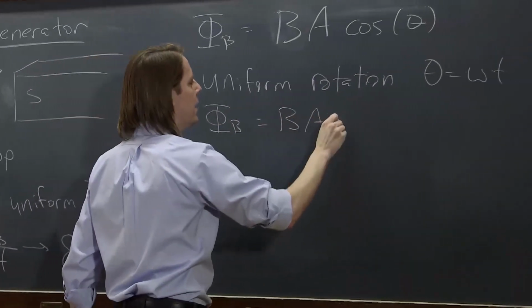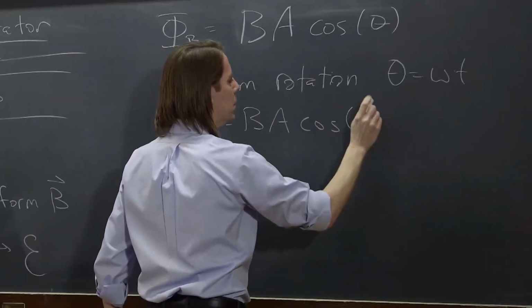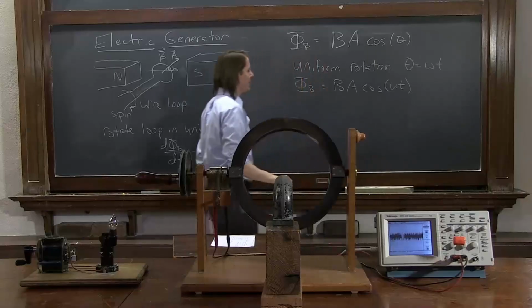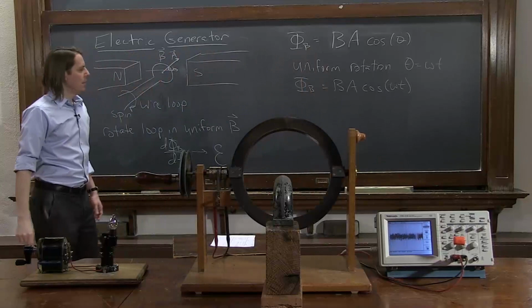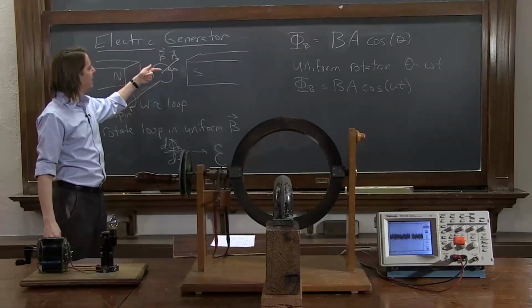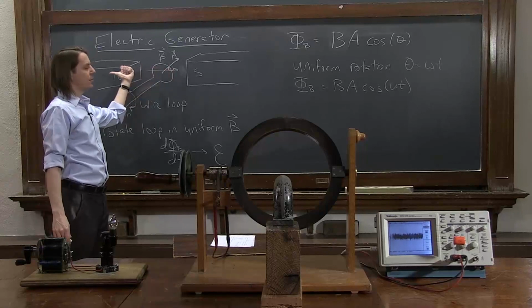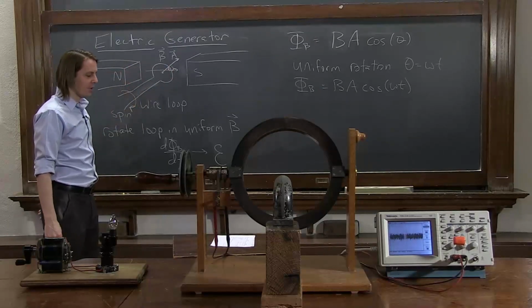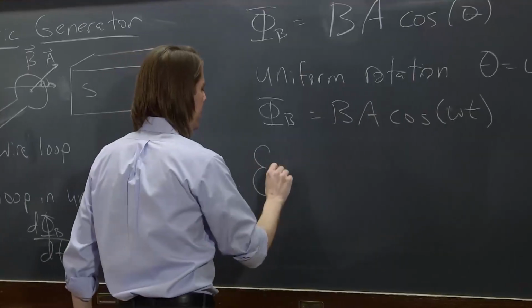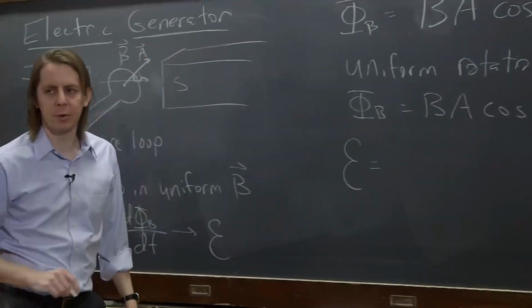So all we've got to do is plug that into theta, and we get the flux as a function of time, B A cosine omega t. And that's good. It can go positive and negative. As the cosine goes positive and negative, the A vector can be along the B field. The A vector can point opposite of the B field. Everything makes sense. Now let's use Faraday's law and write down the EMF we're going to get.